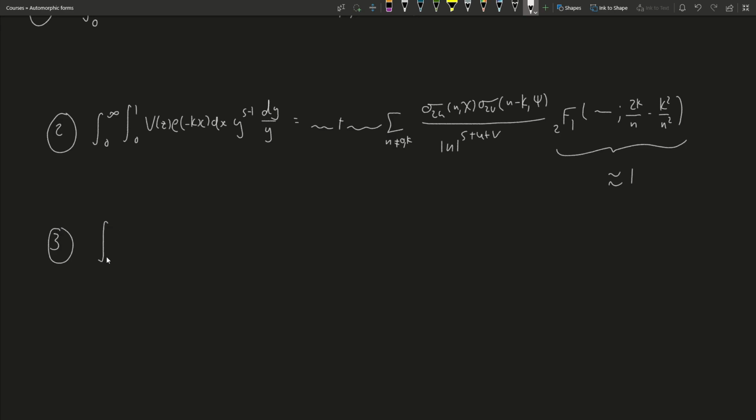So let's take an integral, and here I'm going to be a bit loose. I'm going to write 3/2 minus it. So this is in the region of absolute convergence of this Dirichlet series, but you can do a little bit better. But just for the sake of illustrating, I'll use 3/2. And then you take this Mellin transform you had from step 2, so the integral y goes from 0 to infinity, x goes from 0 to 1, v of z, e of minus kx, dx, y to the s minus 1 dy over y.